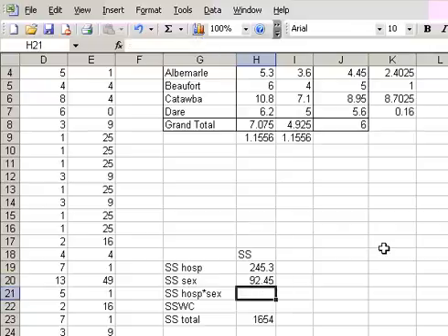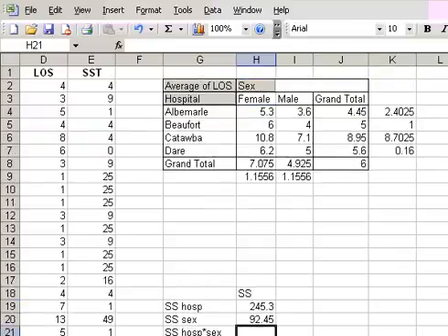We can also calculate the sums of squares for the interaction term, hospital by sex, which will go right here. According to the formula on page 326, 10.17, the sums of squares for hospital by sex, which is given in the equation as the sums of squares for rows times columns, is found first by taking each of these means, subtracting each of these means, and adding the grand mean, and finally squaring the result.